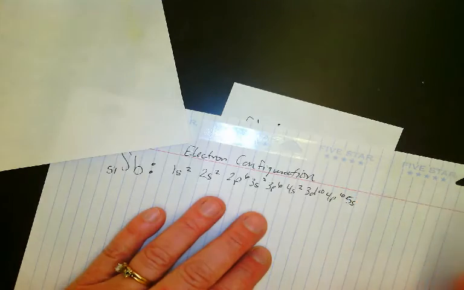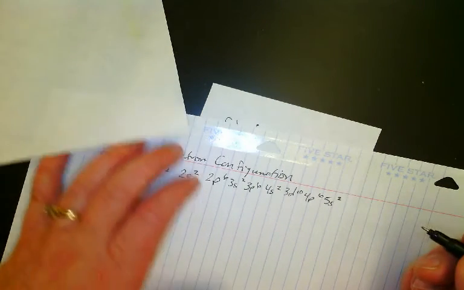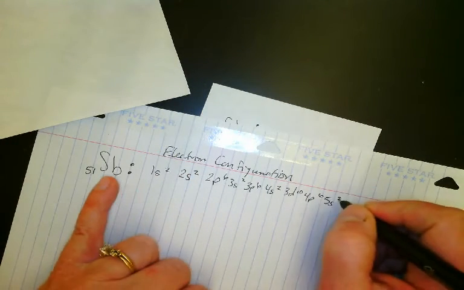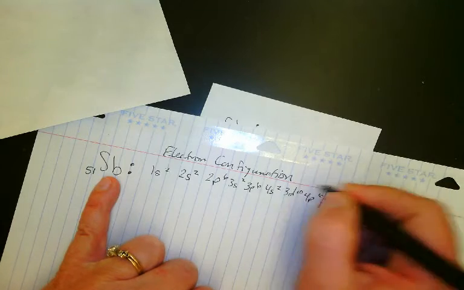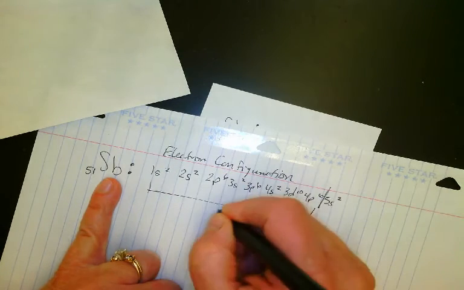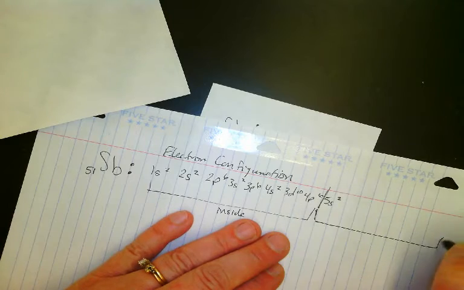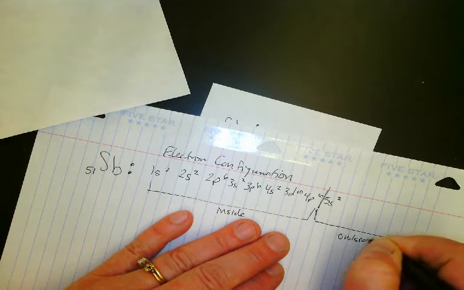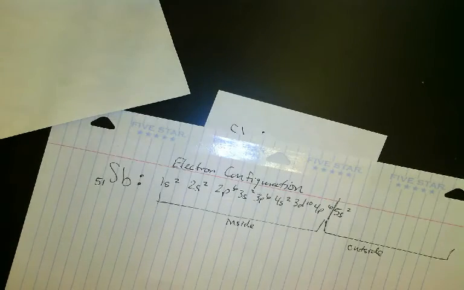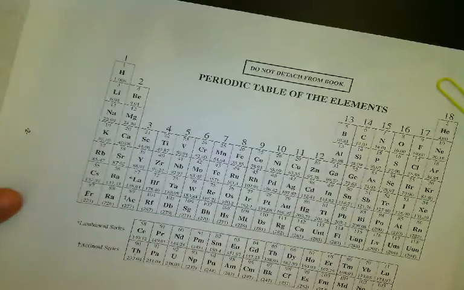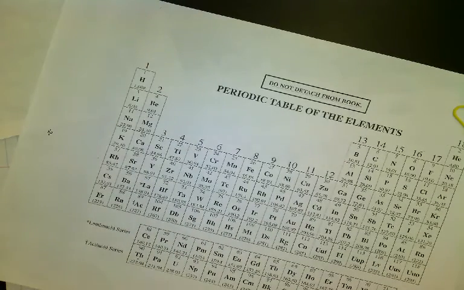Okay, I just wrote 5s. Now I need to start paying attention. So I have 2. This is the outside energy level. So all of this is the inside. And now I'm to the outside. So how did I know what makes the inside and what makes the outside? Can you tell me? How did I know that?